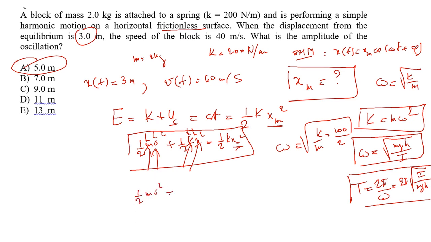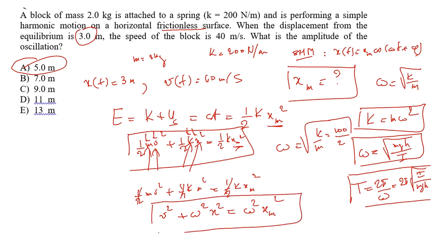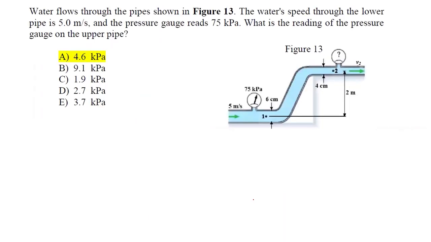Half m v square plus half k x square equals half k xm square, conservation of mechanical energy. Let me divide by the mass everywhere, and the 1/2 can go away, of course. So I'll have v square, plus k divided by m times x square. But k divided by m is just omega square. And this is equal to omega square xm square. And this is very useful as well. If I know v, I know x, I know omega, I know what is xm. Good.